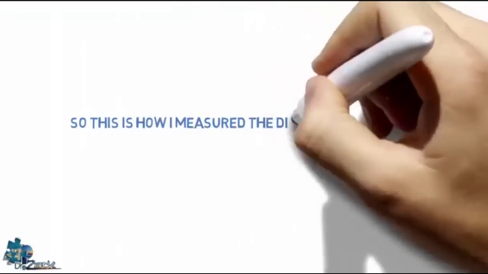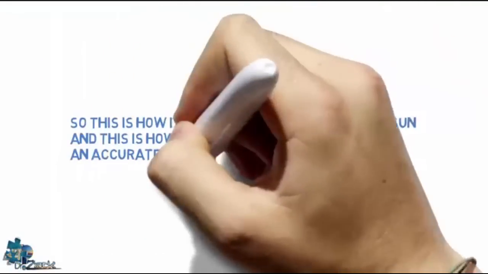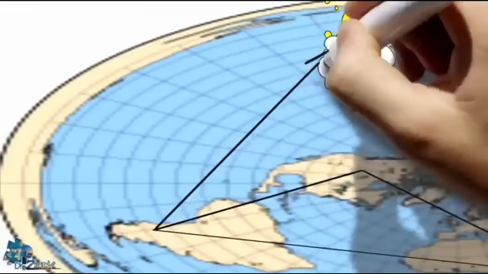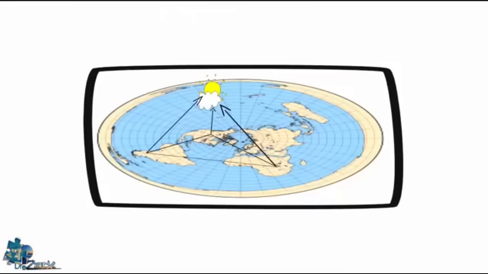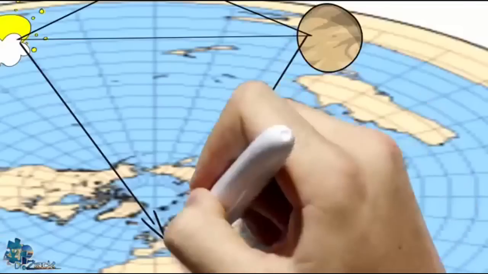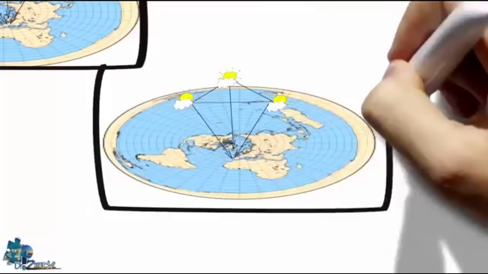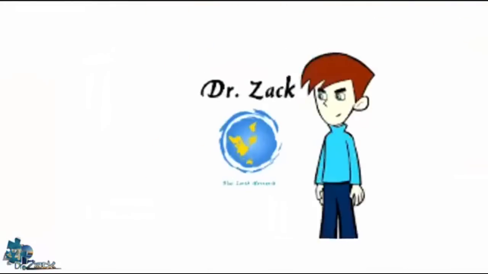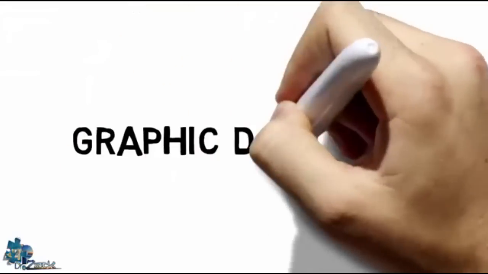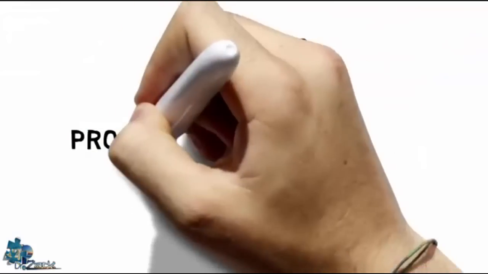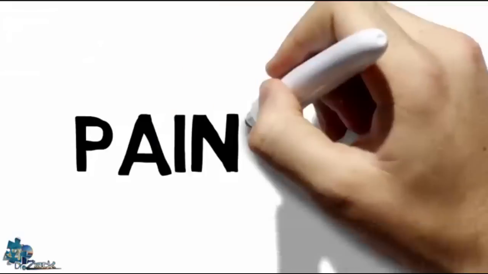So this is how I measure the distance to the sun, and this is how I'm gonna make an accurate flat Earth map. The way we triangulate the sun from 3 cities on the Earth is the same way we are going to triangulate a city from 3 lights in the sky, or from 3 positions of the sun. And in my next videos, I'm gonna explain this better because I'm gonna need a lot of help from everyone, especially graphic designers, architects, professional video makers, and even painters.